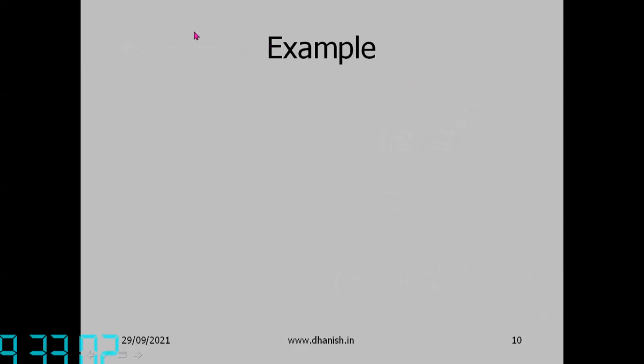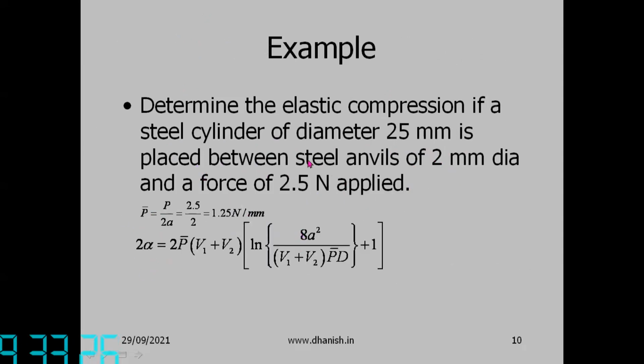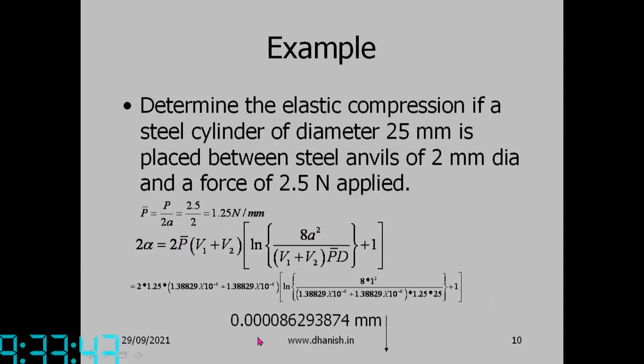We'll do a problem based on this formula. Determine the elastic compression if a steel cylinder of diameter 25 mm is placed between steel anvils of 2 mm diameter and a force of 2.5 newtons is applied. So P bar is P by 2a, which is 1.25 Newton per mm. Then 2 alpha, because we want the total elastic deformation on either side, so it is twice the deformation on one side. That is equal to 2 into P bar into all this. So substitute and calculate.